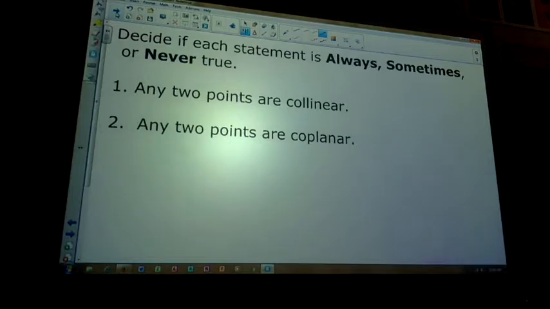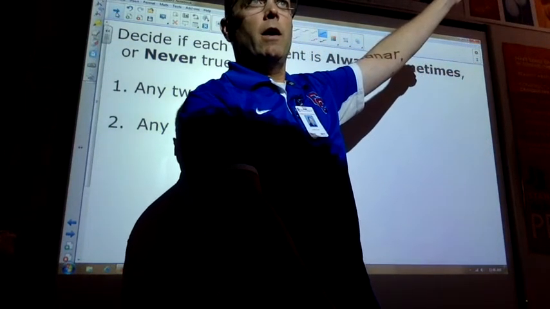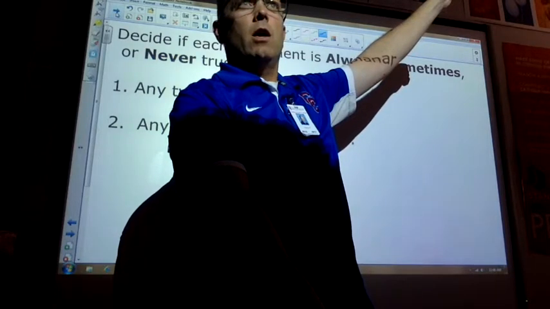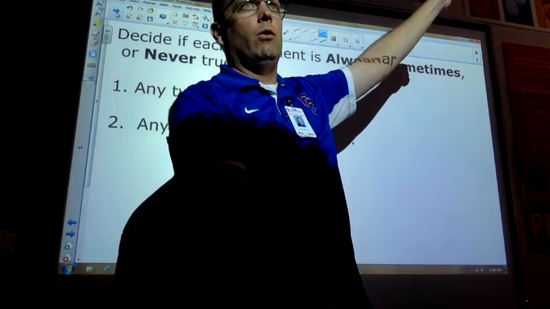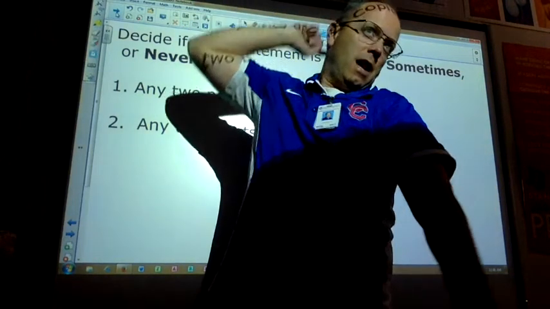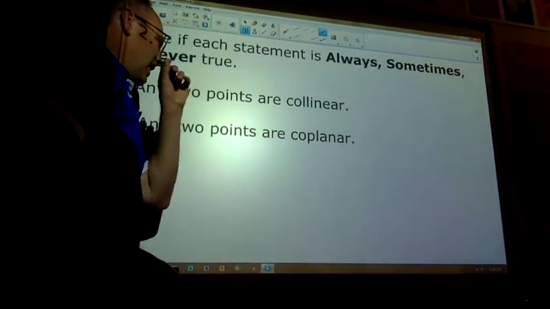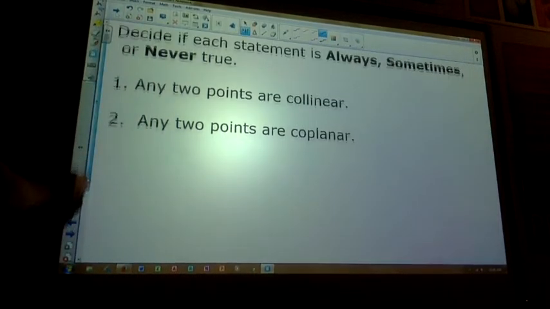Any 2 points are coplanar. I think that's always going to happen. Think about the floor. Put 2 points. They're on the floor. Now, here's the tough one. My finger here. My finger here. Is there a plane I can draw somehow at some angle that's going to incorporate my 2 fingers? What about now? Now? Now. Yes. So any 2 points can be coplanar as well, and that's always.